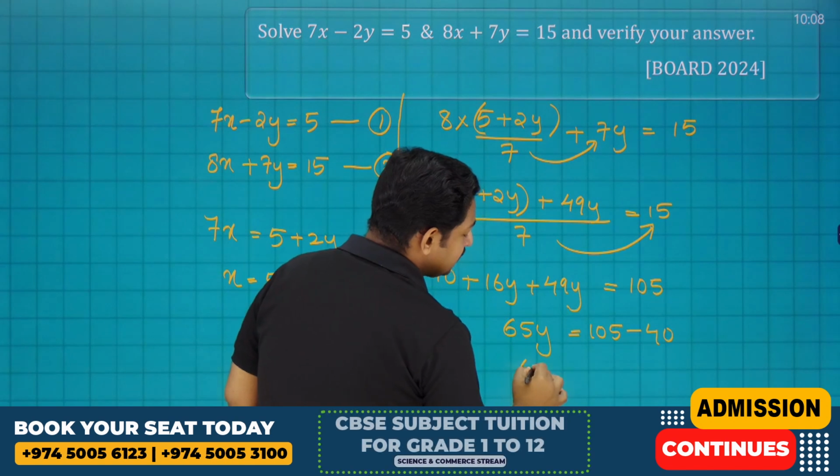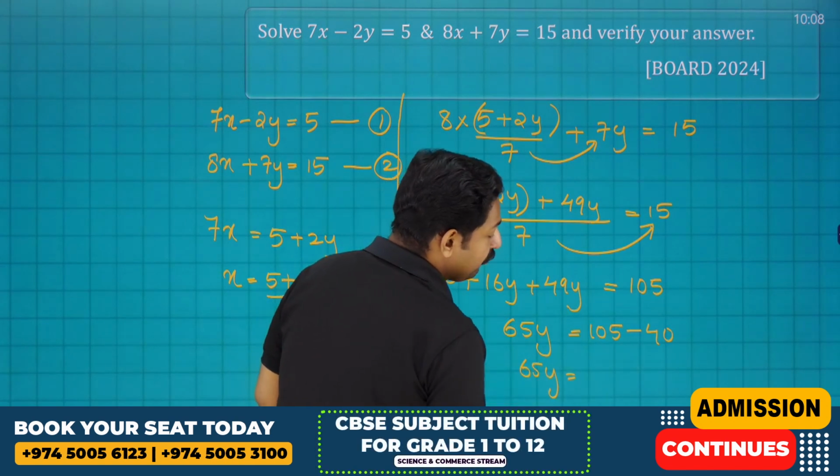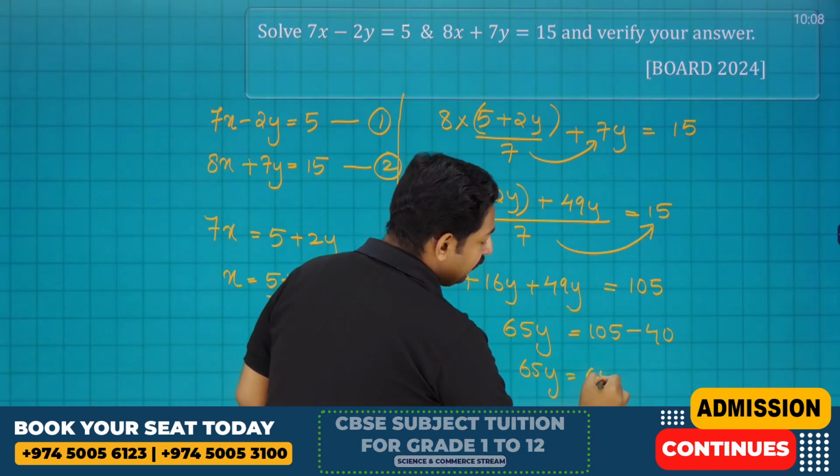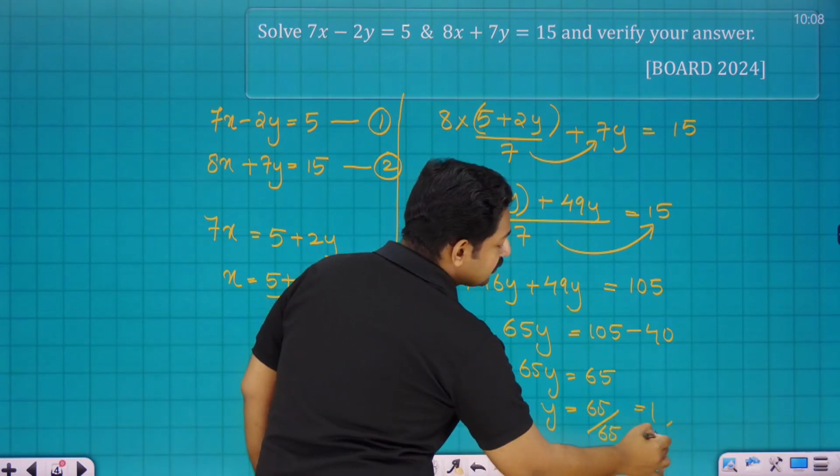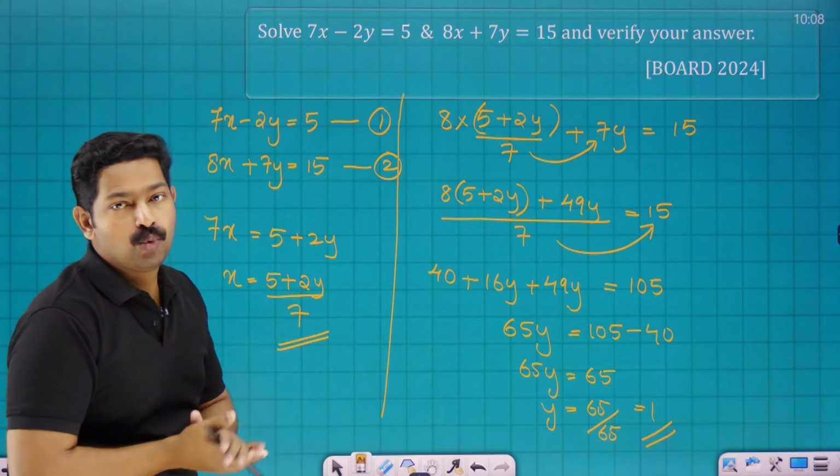So what is the answer? 65y is equal to 105 minus 40. Again, you will be getting 65. So y is equal to 65 by 65. The answer is 1. So the value of y is equal to 1.